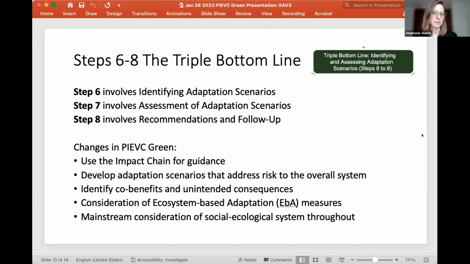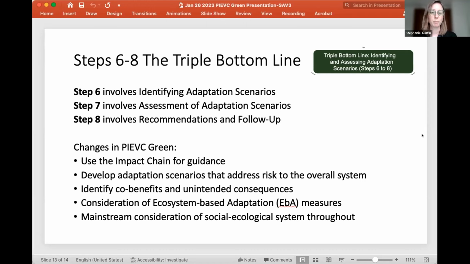So lastly, we have steps 6 to 8, the triple bottom line. So we have step 6, which includes identifying adaptation scenarios, step 7 involving assessing adaptation scenarios, and step 8 involving recommendations and follow-up. So again, we've stayed pretty close to the original. I'd say some of the main changes are recommending to use the impact chain already developed in step 2 as kind of a starting point for guidance. We advise to develop adaptation scenarios that could address risk to the overall system.